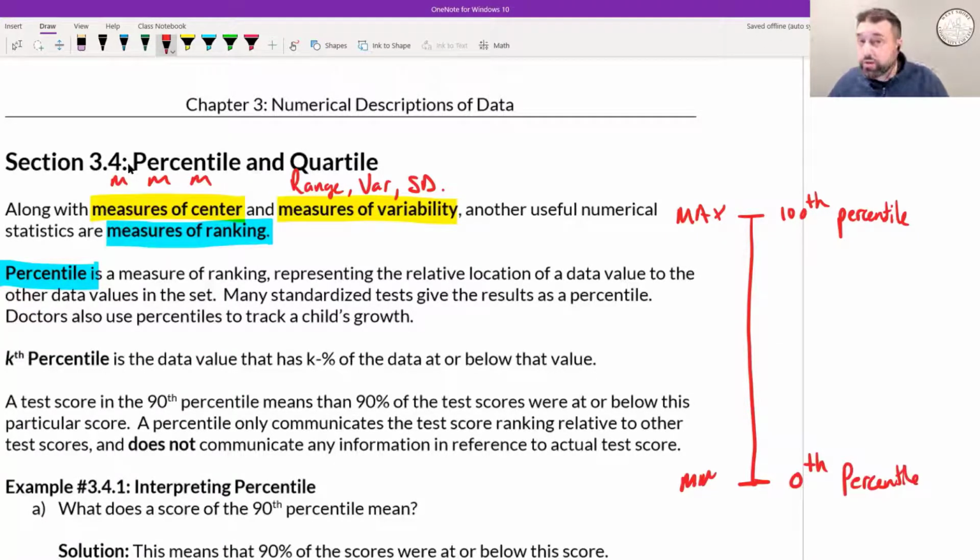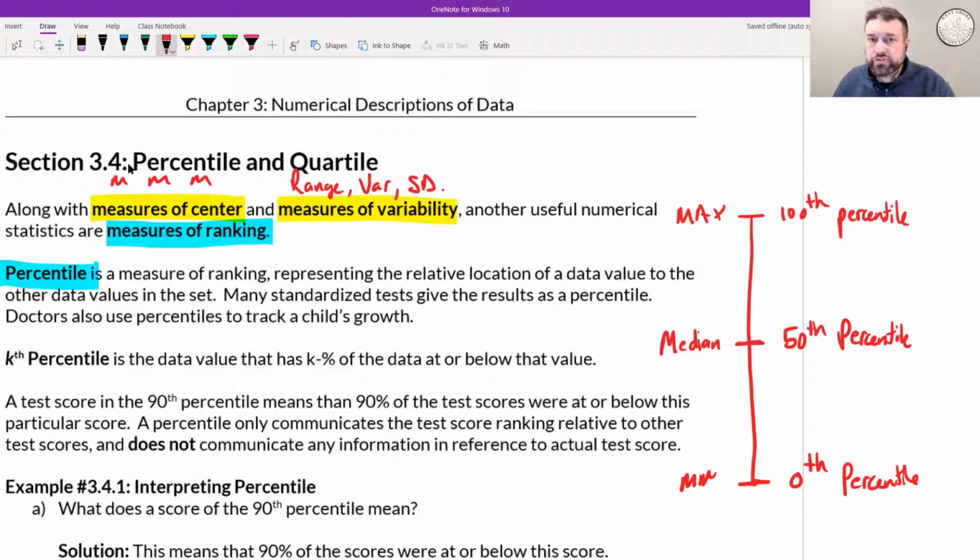There's another value that you already know called the median. The median. And the median is the 50th percentile. That's the number in the middle, right? 50% of the values are above it, 50% of the values are below it. That's the median, okay? It basically takes the data set and divides it into two halves.